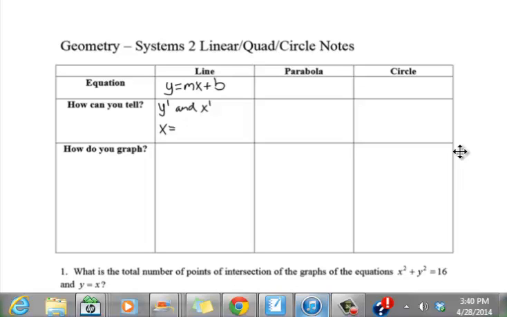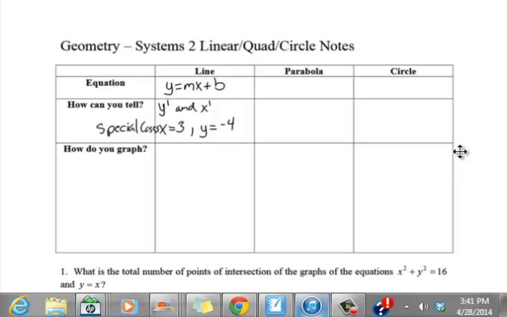You could have x equals 3. That's a vertical line. And y equals -4, that'd be a horizontal line. Those are some special cases. But basically, we're looking at whether the exponent is to the first power.